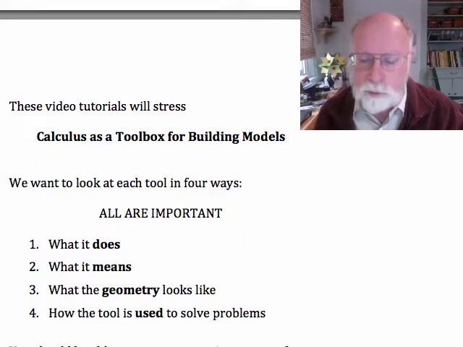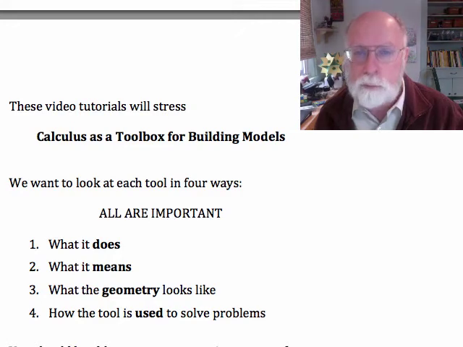Next, let's say a word or two about pedagogy. When we're studying calculus, there are actually going to be 4 aspects of each topic which I am going to try to emphasize. When we come to a tool or a topic within calculus, we want to know what it does, what it means, what the geometry actually looks like, and then we want to know how that tool is used to solve problems.